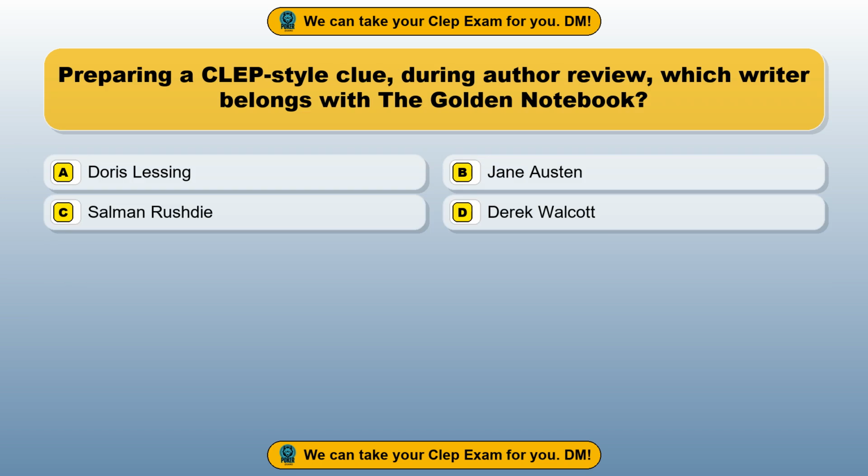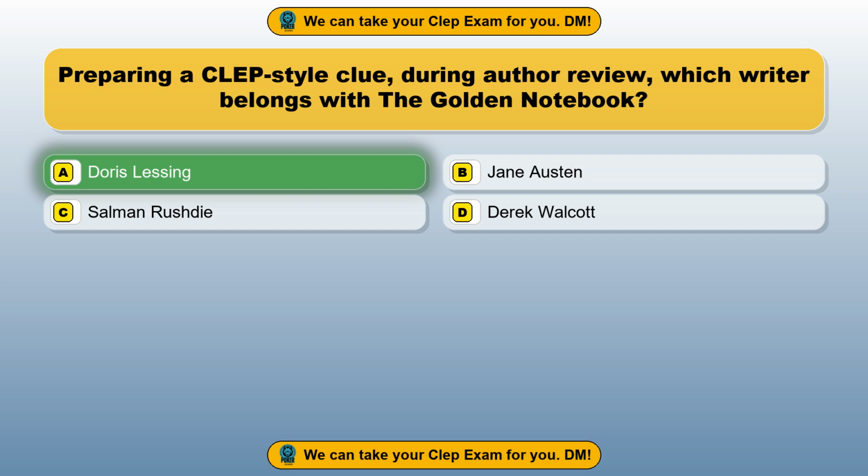Question 88. Preparing a CLEP-style clue during author review, which writer belongs with The Golden Notebook? Option A, Doris Lessing. Option B, Jane Austen. Option C, Salman Rushdie. Option D, Derek Walcott. The correct answer is option A, Doris Lessing.